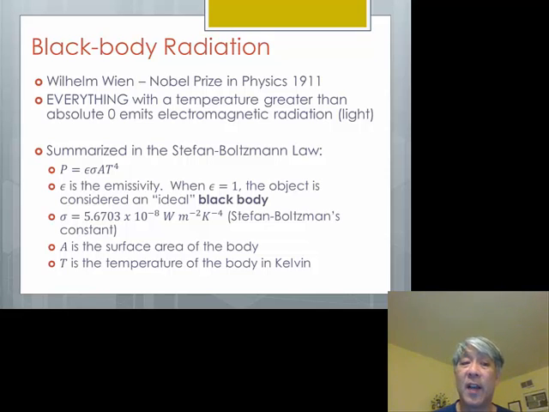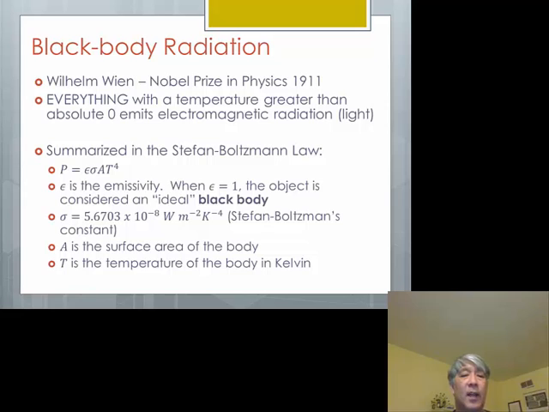And since we have nothing at absolute zero, it's basically everything. Okay, and this blackbody radiation is summarized in the Stefan-Boltzmann law, where that epsilon is the emissivity. When epsilon equals 1, the object is considered an ideal black body. Basically, it radiates perfectly. Not everything radiates perfectly, but we're pretty much focusing on the black body ones, when epsilon does equal 1.